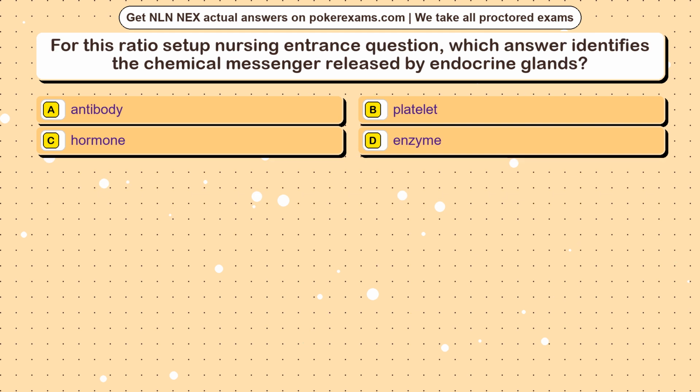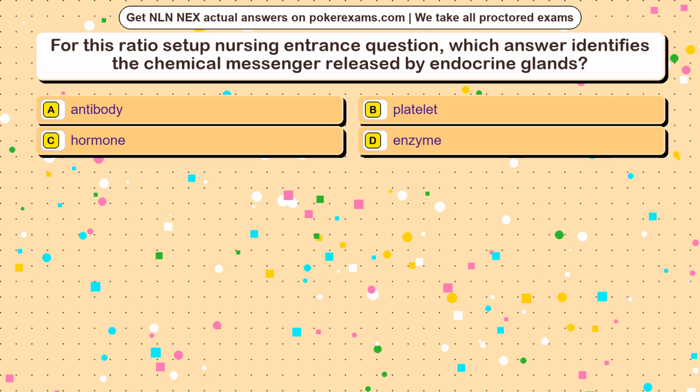Question 13. For this ratio setup nursing entrance question, which answer identifies the chemical messenger released by endocrine glands? Option A. Antibody. Option B. Platelet. Option C. A hormone. Option D. Enzyme.